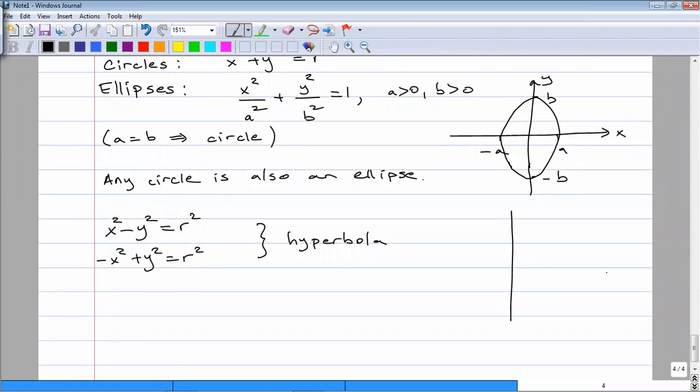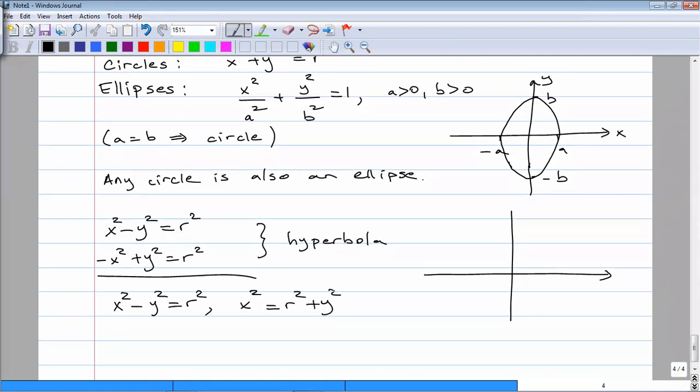Let's say you have x squared minus y squared equals r squared. Then it means x squared is equal to r squared plus y squared. So x is either greater than r or less than minus r. And if y is 0, then x is either minus r or plus r. So your hyperbola goes like this.